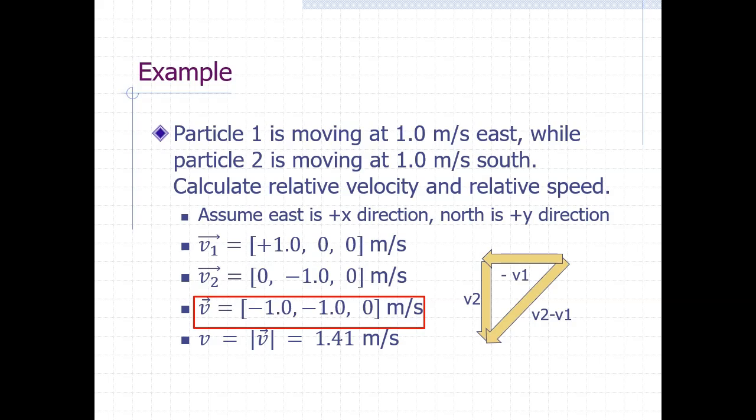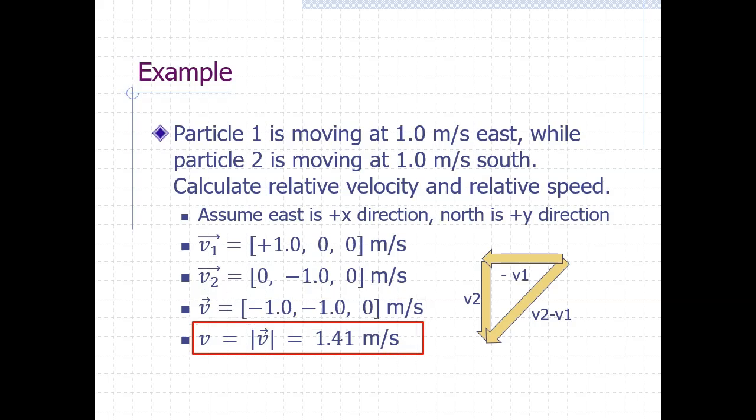Finally, the relative speed is just the square root of the sum of negative 1 squared and negative 1 squared, which turns out to be 1.41 meters per second. So, what does this mean? It means that, from an observer on particle 1, particle 2 appears to be moving away at 1.41 meters per second in the southwest direction.